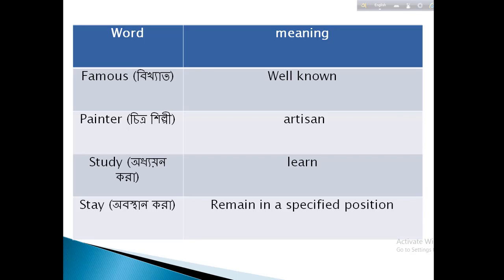Now, next word, painter. Painter, the meaning of the painter is artisan. Artisan is chitroshilpi, that means who draw picture. Who draw picture? He is a painter. Suppose SM Sultan is a famous painter. Joinul Abidin is a famous painter.